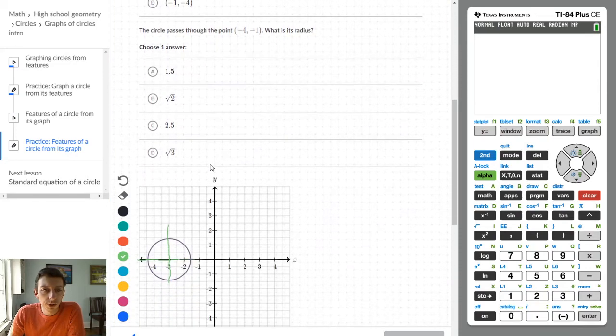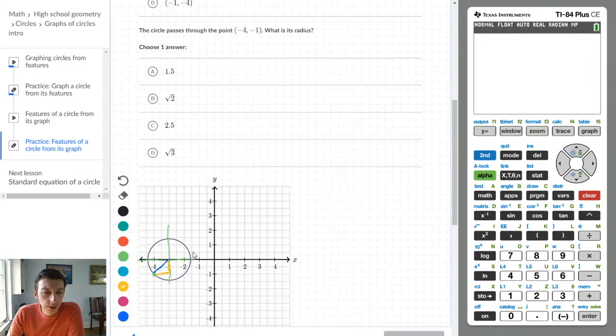And it says the circle passes through the point -4, -1. -4, -1 is down here. Keep in mind, you can see that each box is 1/2 in this problem. So I have to go from the center down to this point. So again, you can make your triangle either way. You could go down and to the left, or you could go to the left and then down. Either one's going to be fine. I'm going to go down and to the left just because it's a little bit easier here. And you've got a triangle.